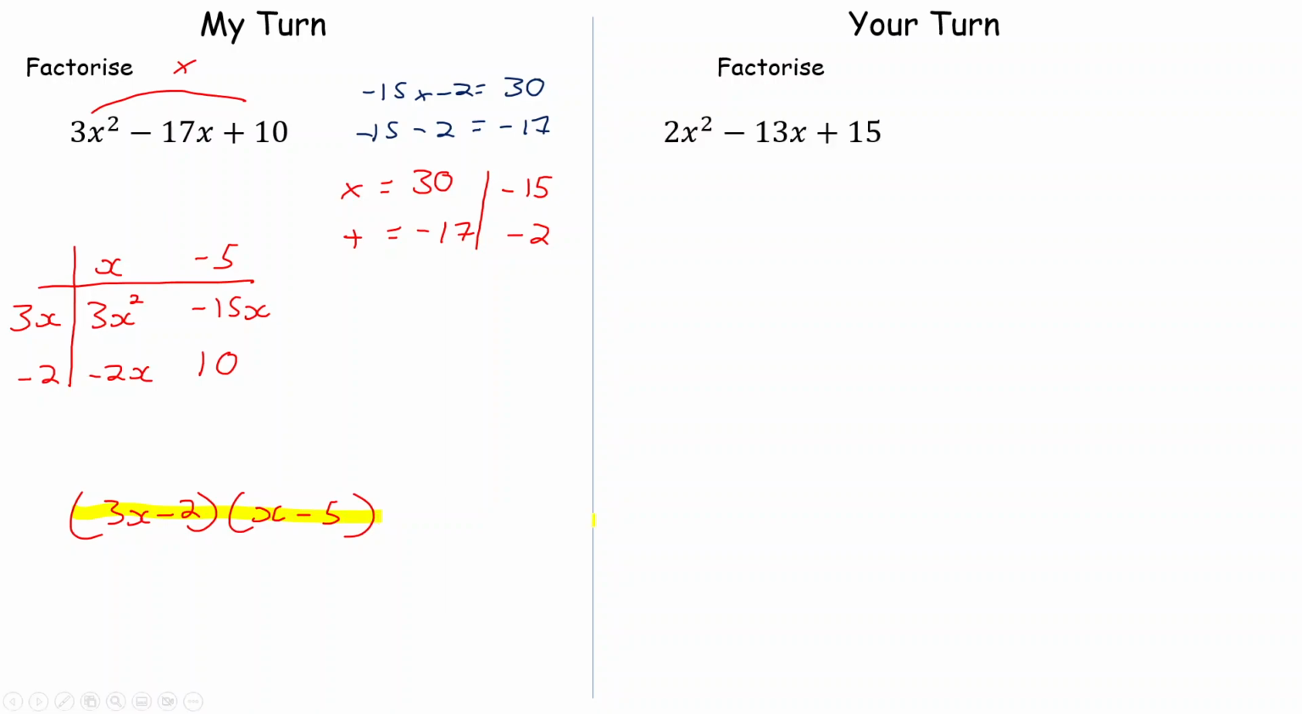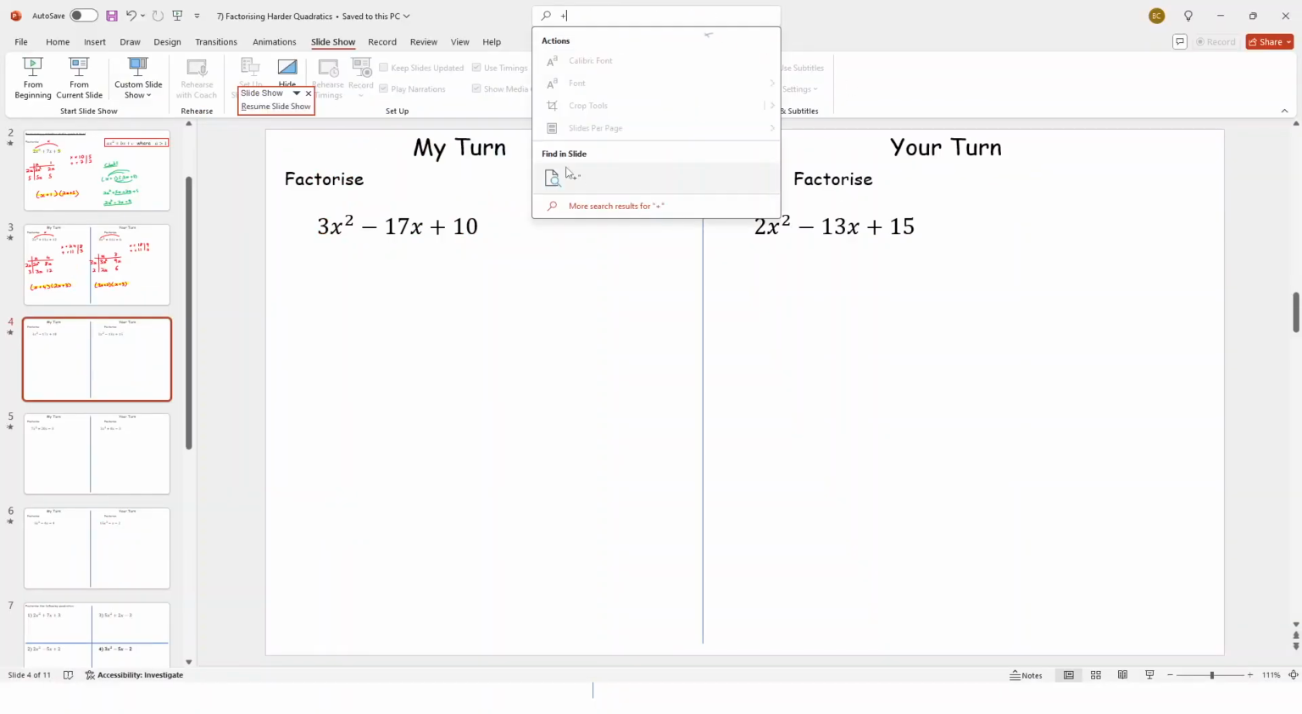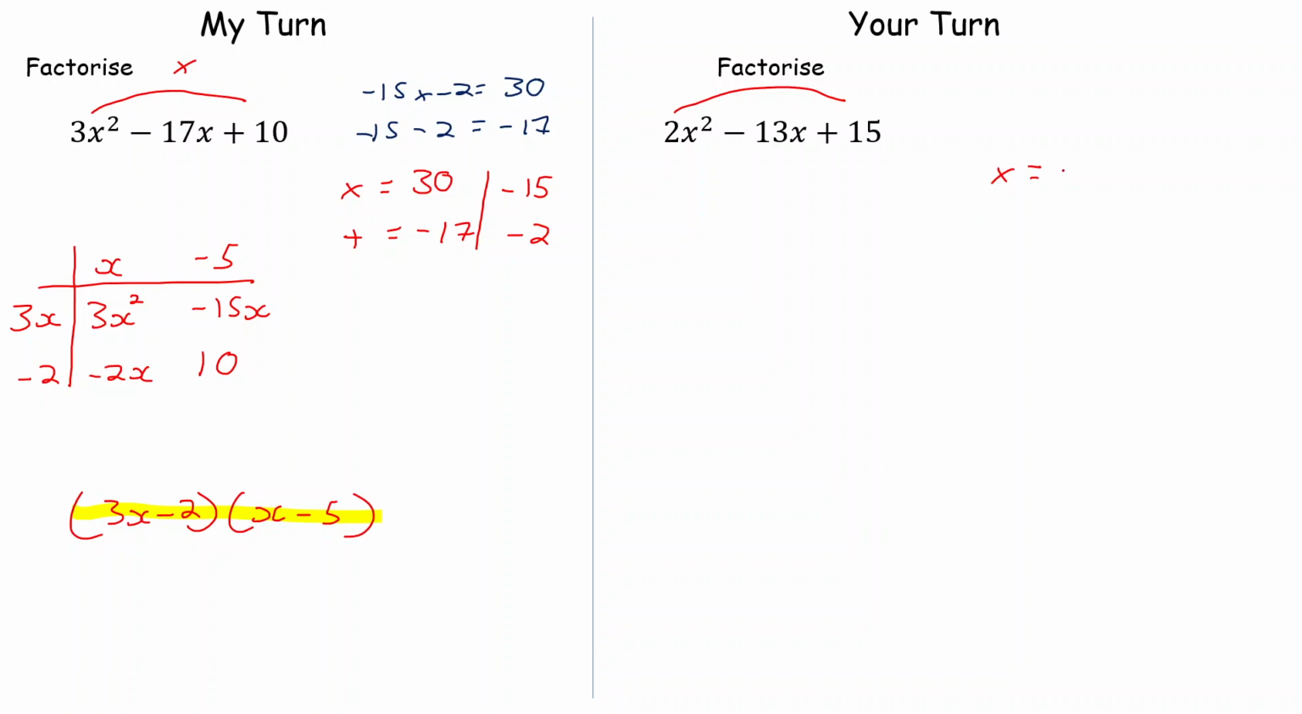Now the your turn, you can pause the video and give this one here a go. So again, numbers that multiply to make 2, and you've got to times it by the last term, 15, which is going to give you 30, and numbers that add to give you negative 13. There we go. So these numbers are going to be minus 10 and minus 3.